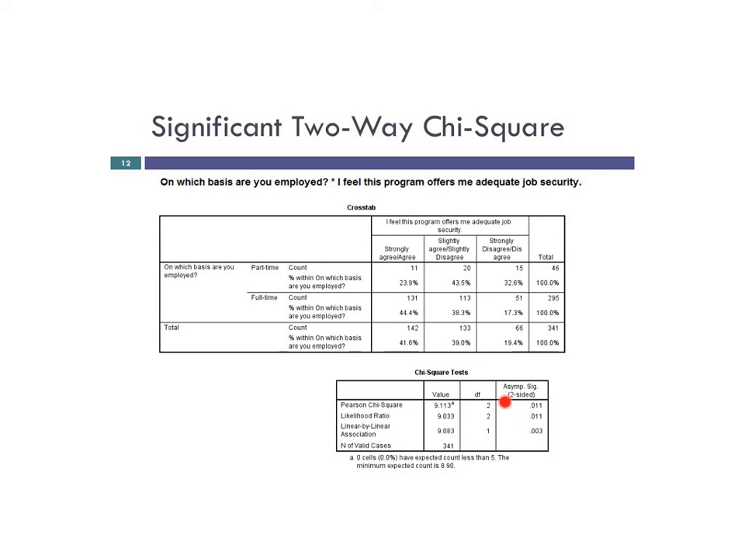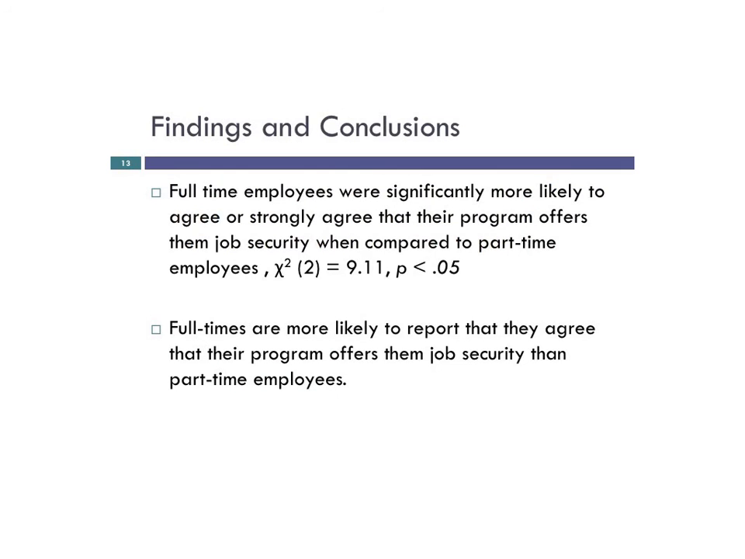When we look at our Pearson chi-square, we have a chi-square value with a p-value less than 0.05. So we identify that a significant difference does exist, and we'd say that full-time employees were more likely to agree that they have job security, and part-time employees would be more likely to disagree that they have job security, which is essentially what I have written here. Full-time employees were significantly more likely to agree or strongly agree that their program offers them job security when compared to part-time employees. And then a layman's terms version for the conclusion statement: Full-time employees are more likely to report that they agree that their program offers them job security than part-time employees.